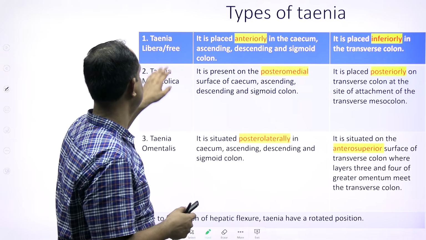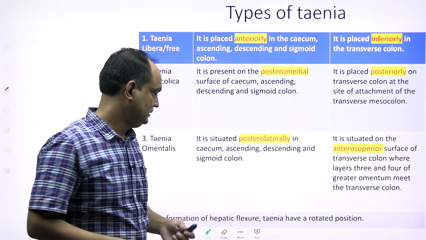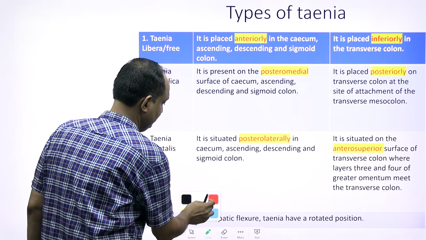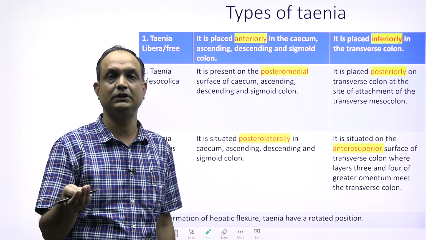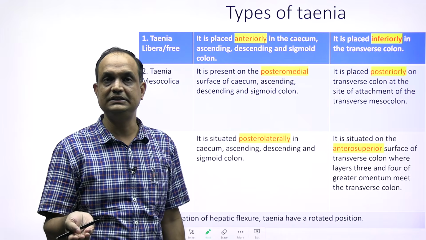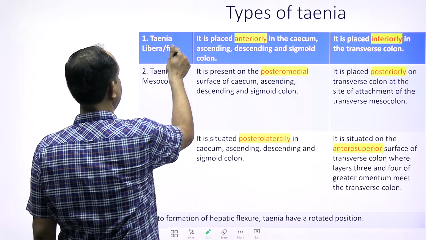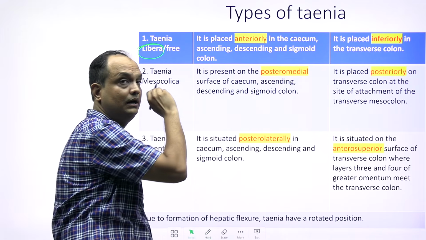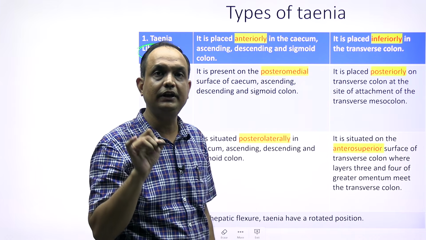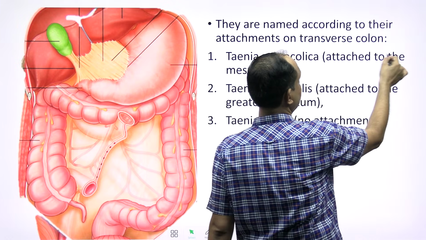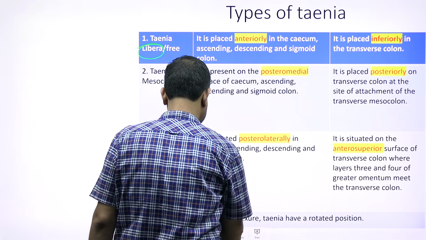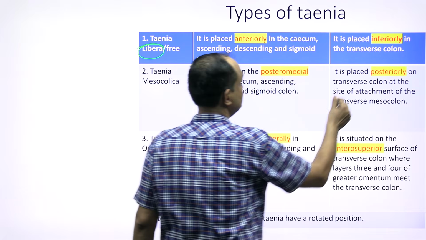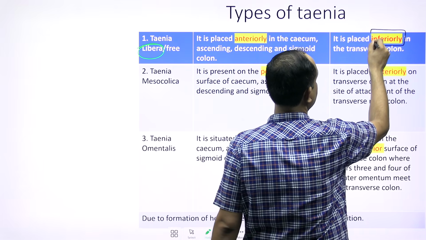So first, let us see the Teniae libera. As I already told you, the Teniae libera means the Teniae which is free, which does not have any attachment of the omenta or the mesentery. This free Teniae, or Teniae libera, is most inferiorly placed on the transverse colon. So if you see the transverse colon, you will find that this Teniae is the most inferiorly placed Teniae.